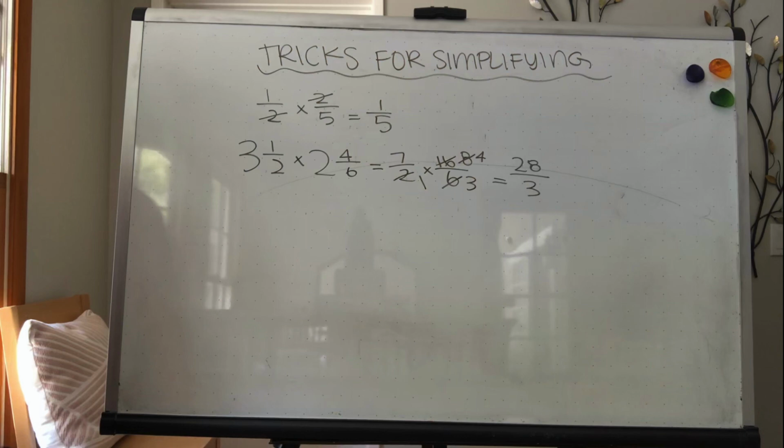So now you just multiply across the numerator. So 7 times 4 is 28. And then the denominator, 1 times 3, is 3.